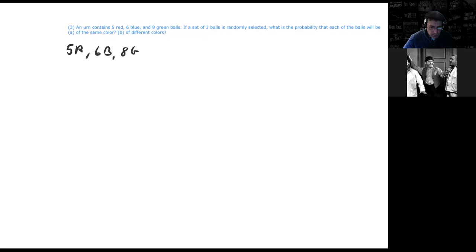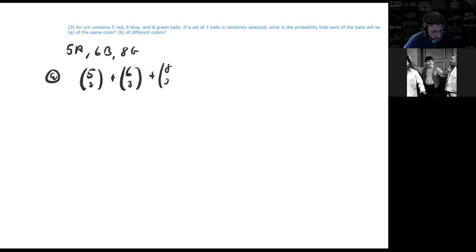Okay. So part A is asking, what is the probability that each of the balls will be of the same color? Well, let's choose one of the colors. Say red. How many ways are there of choosing 3 red balls? Well, 5 choose 3, if all red. What if they're all blue? That would be 6 choose 3. Or what if they're all green? That would be 8 choose 3.